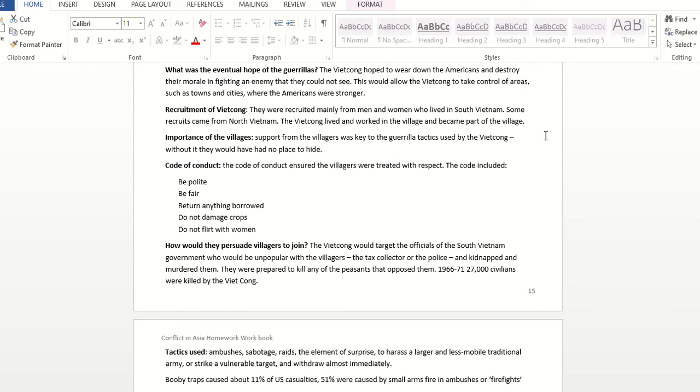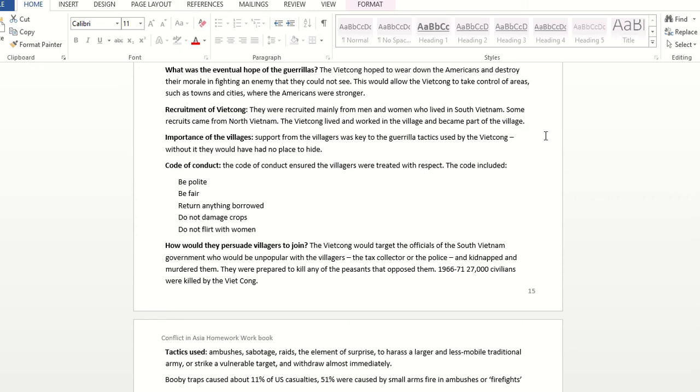One of the key aspects to this is that the Viet Cong didn't wear a uniform. They weren't identified as soldiers. Instead, they posed as peasant villagers, and they lived in the villages in Vietnam. They were farmers by day and soldiers by night. This made it really hard for the Americans to tell the difference between who was a Viet Cong and who was a peasant.